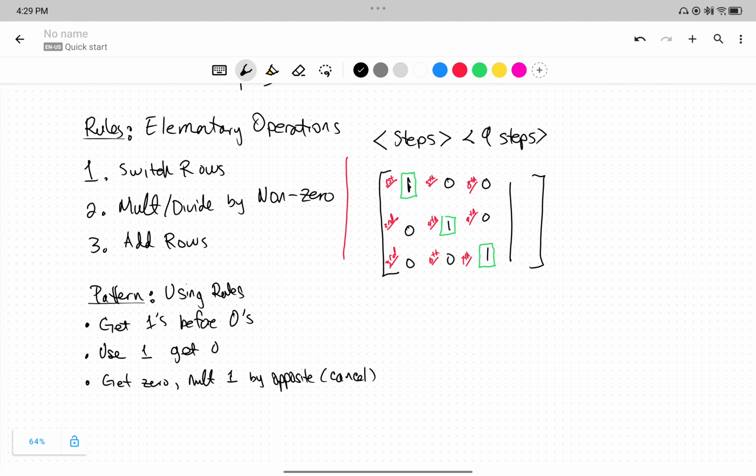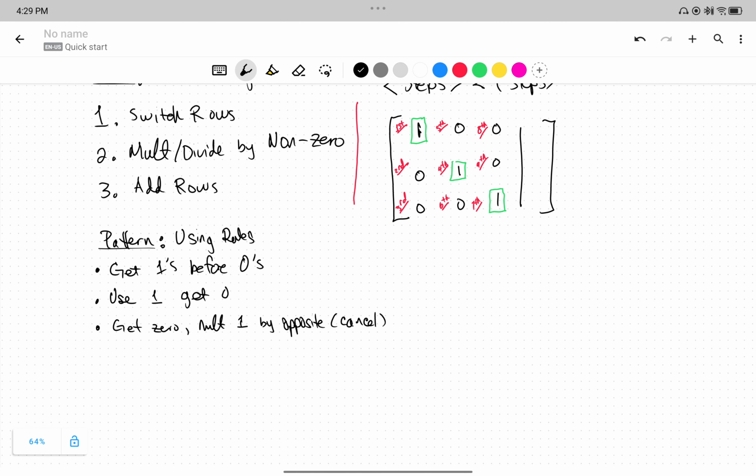And then there's 2 more. Since you have to get the ones first, to get the ones, you can use rule number 1 or number 2. In other words, switch or multiply or divide. And to get the zeros, you have to use rule number 3.